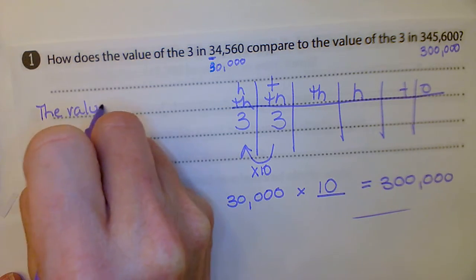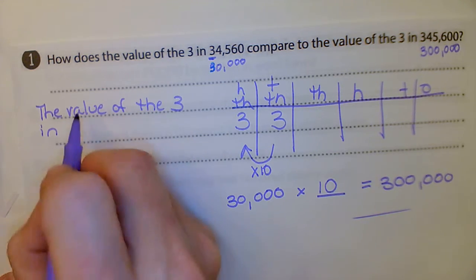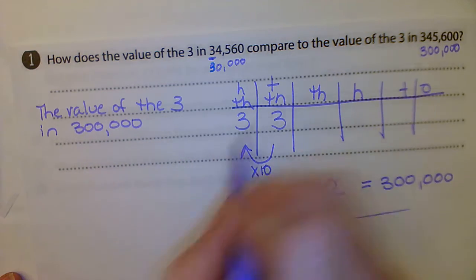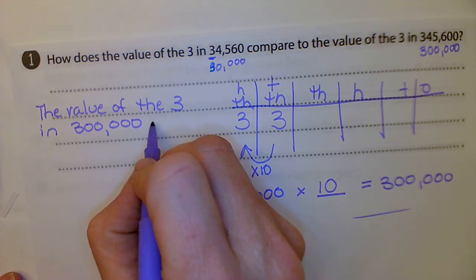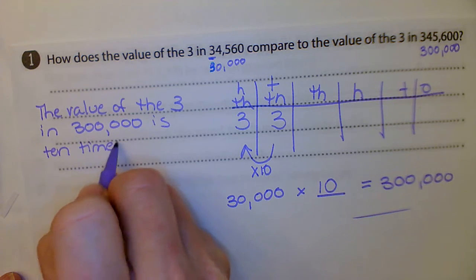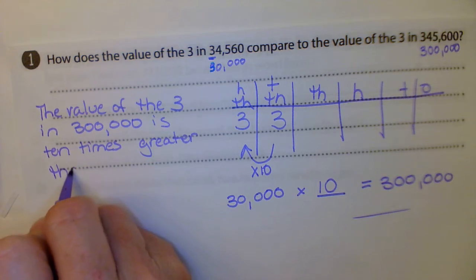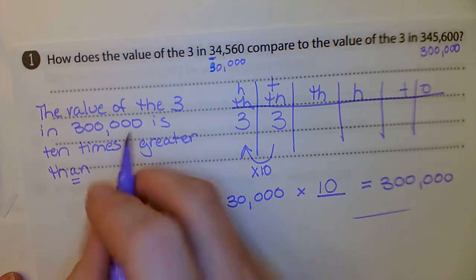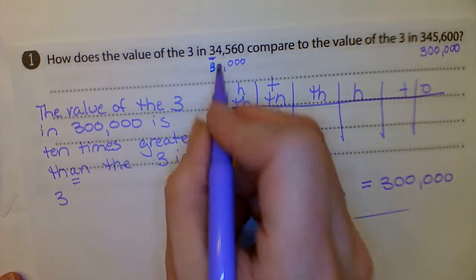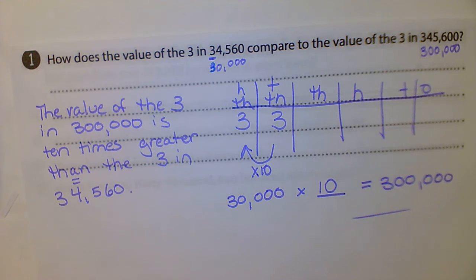The value of the 3 in... I'm not staying on the lines perfectly because I used up a lot of space here. So the value of the 3 in 300,000 is 10 times greater than the 3 in, and now I'm going to write that other number, 34,560. And that would be a great explanation.